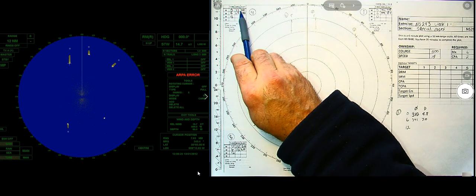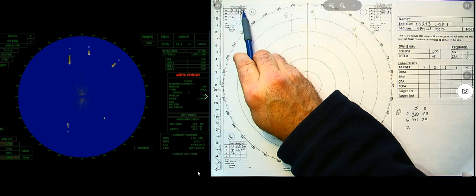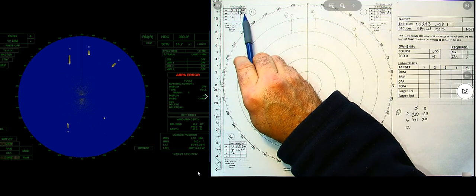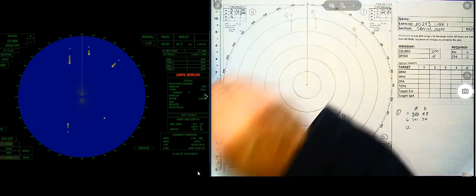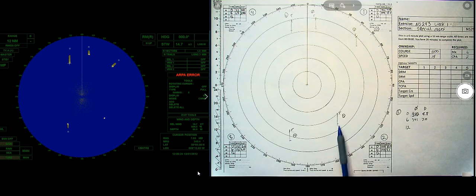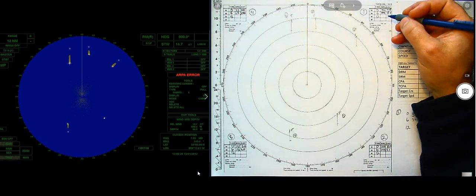This guy here looks like his bearing is changing a little bit and increasing, and the range is decreasing. That's this guy. Okay. Anyway, and there's target 5. So I'm going to go ahead and plot those second M's now. Okay. So let's go ahead and do that.